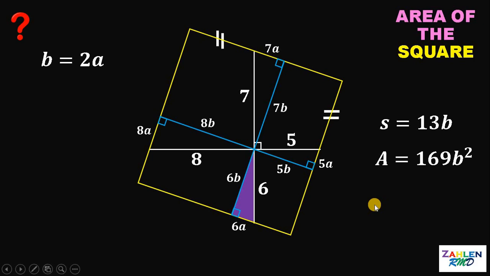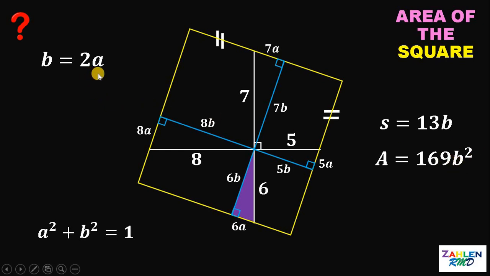Now let's use this right triangle. Since it is a right triangle, we can use the Pythagorean theorem. So we have (6A) squared plus (6B) squared equals 6 squared. Now, the left-hand side can be written as 6 squared times A squared plus 6 squared times B squared equals 6 squared. Now, if we divide all terms by 6 squared, this will give us A squared plus B squared equals 1.